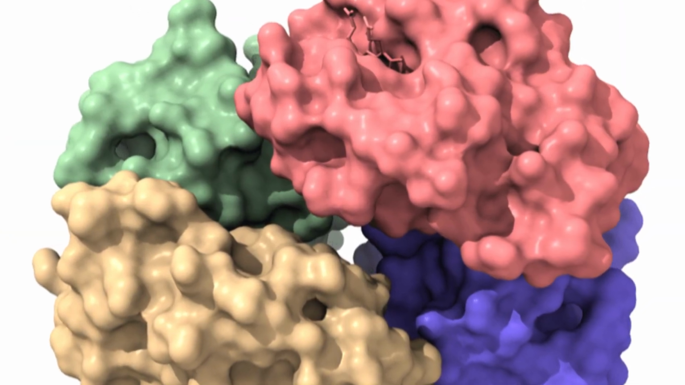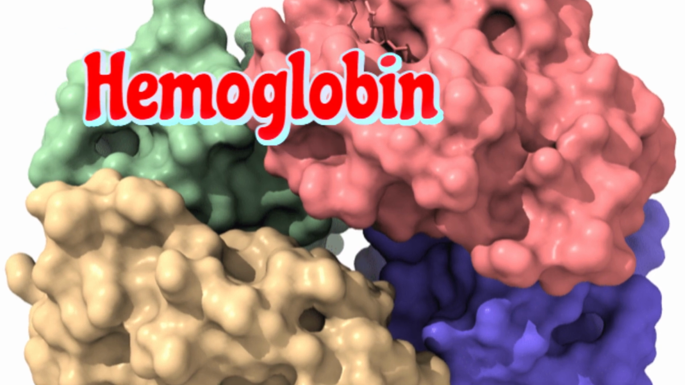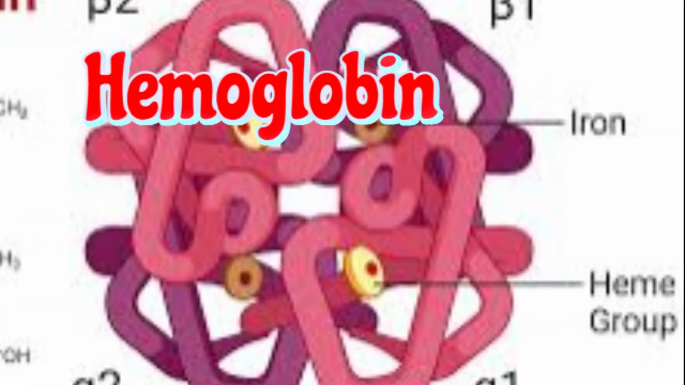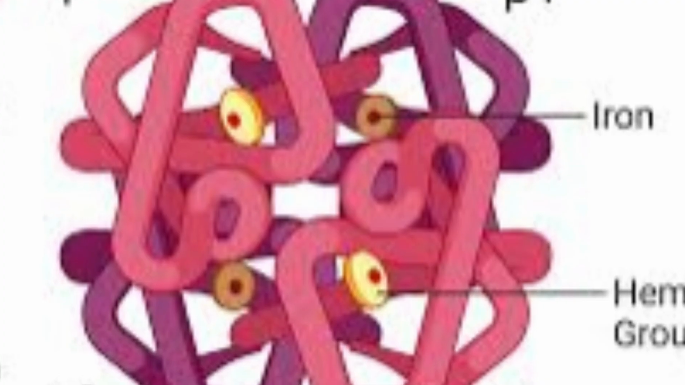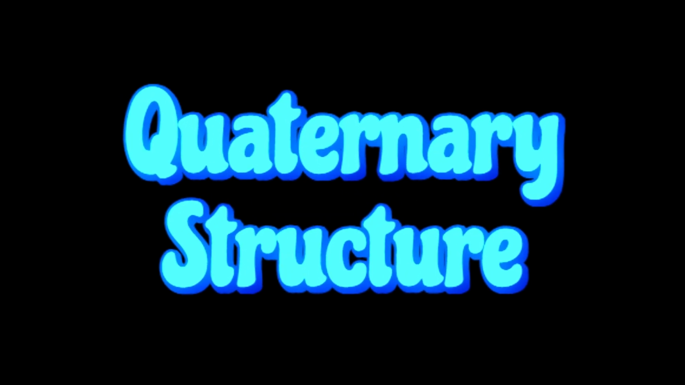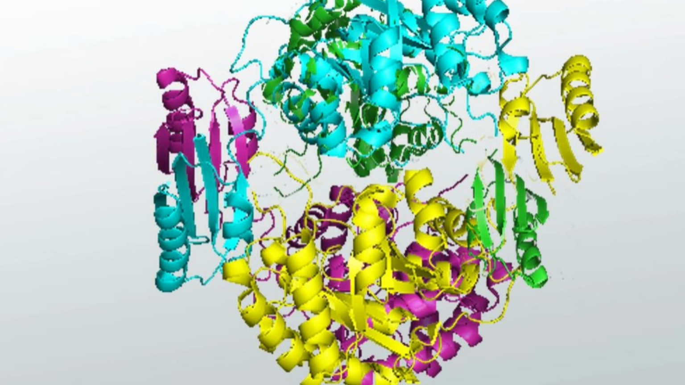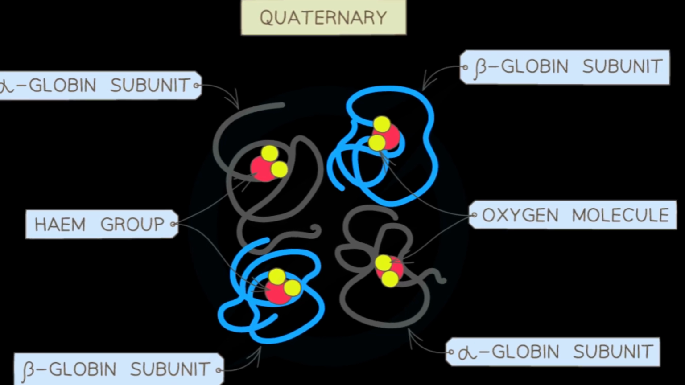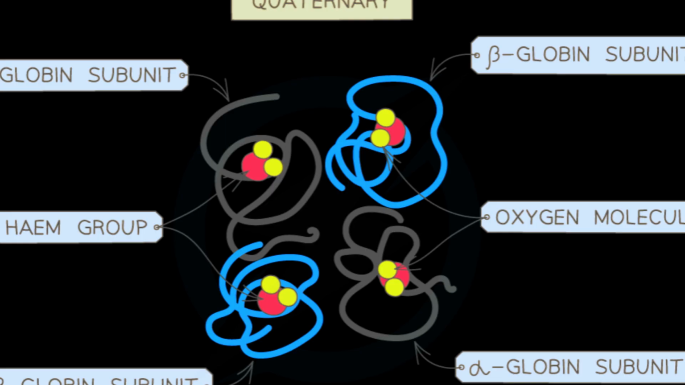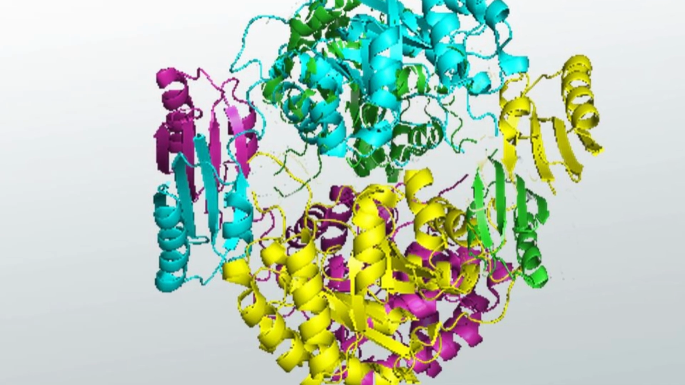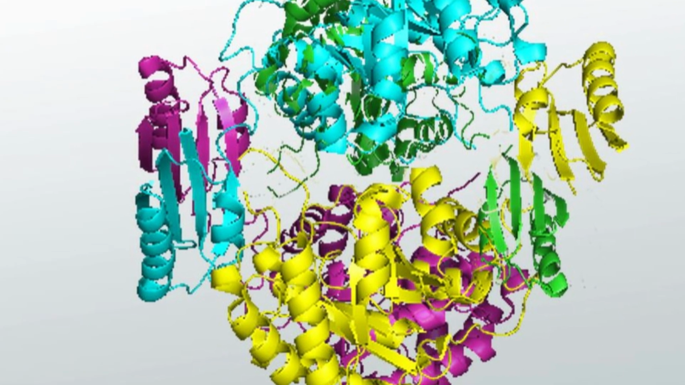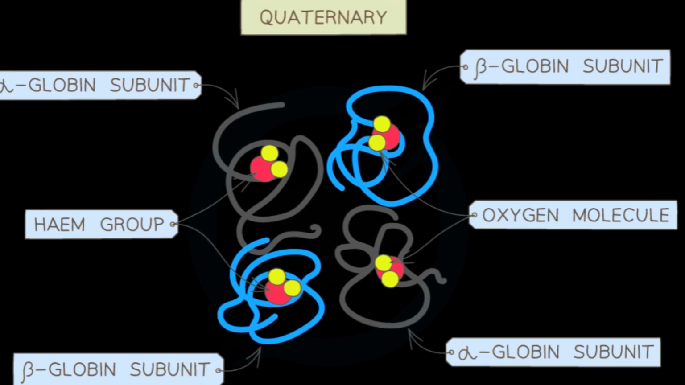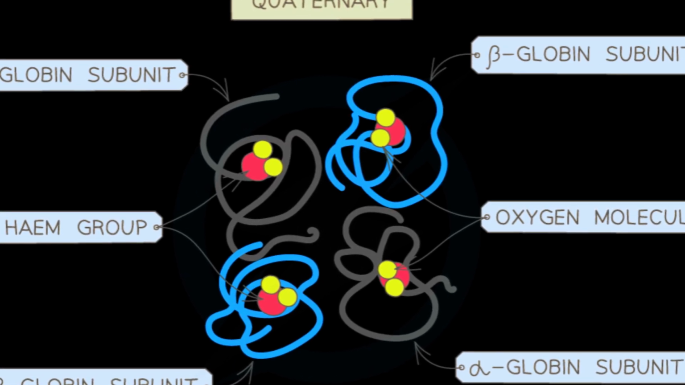Finally, some proteins, like the mighty hemoglobin, need to take it one step further. The quaternary structure is the spatial arrangement of 2 or more polypeptide chains, or subunits, that have come together to form a single functional protein complex. It's all about teamwork.